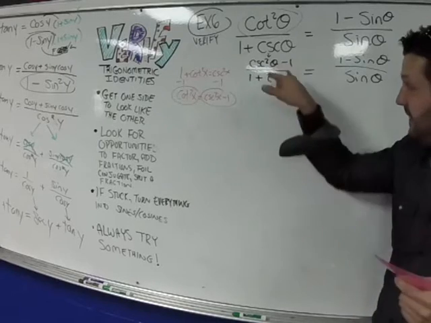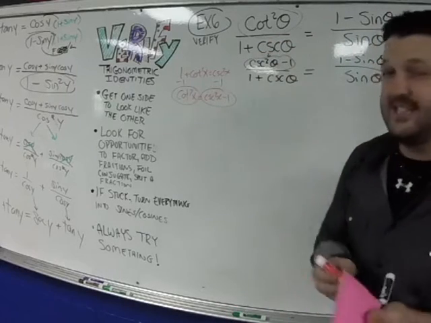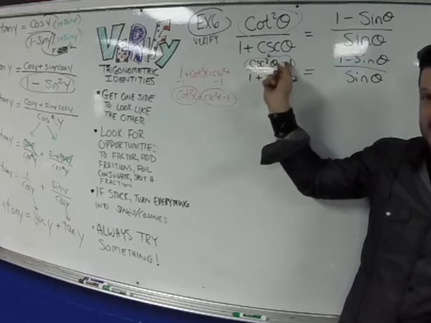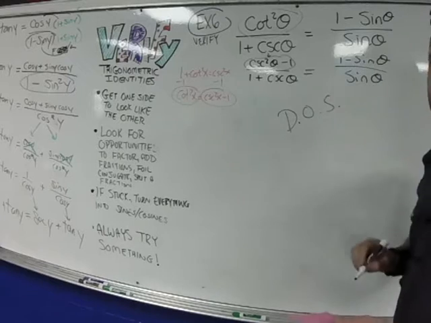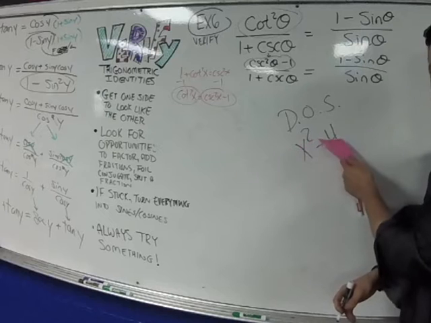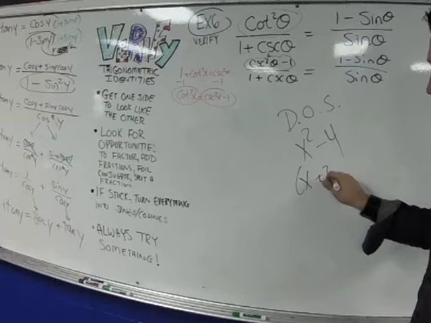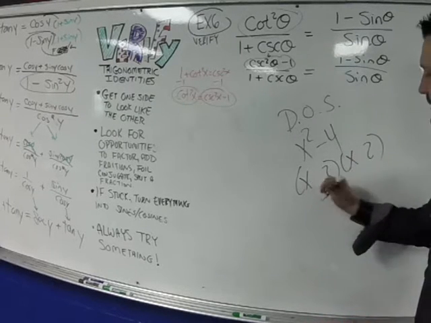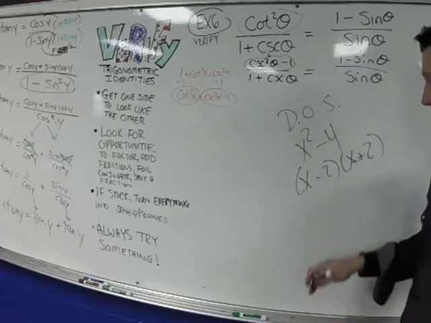But that numerator here is a difference of squares. That is a cosecant squared minus 1. If you remember difference of squares, say that you have x squared minus 4, that's a difference of squares: x squared and 2 squared. The pattern is that those can be factored to x plus 2, x minus 2, or vice versa, x minus 2, x plus 2. That's the pattern for difference of squares.